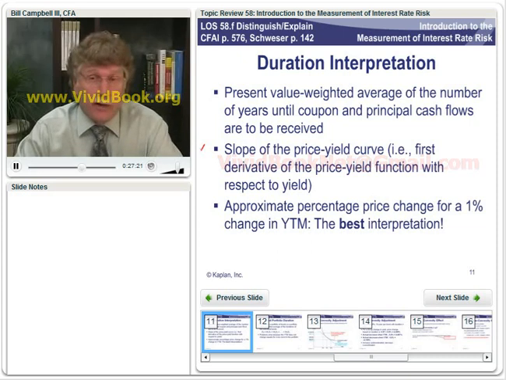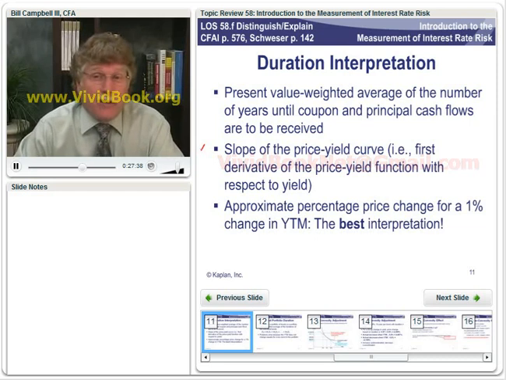Those of you who hate calculus or don't know calculus are going to look at that and say, that doesn't do me any good at all. I have no idea what that means. Well, CFA Institute tells you that this is not a good interpretation, and it turns out they're right, but not for the reason that they thought. The reason that this is not a good interpretation is that it's wrong.